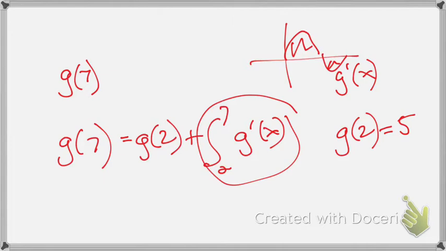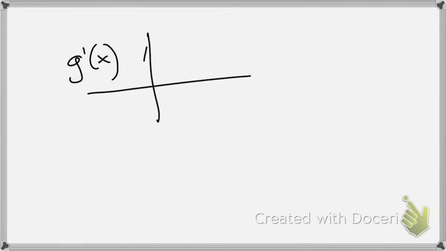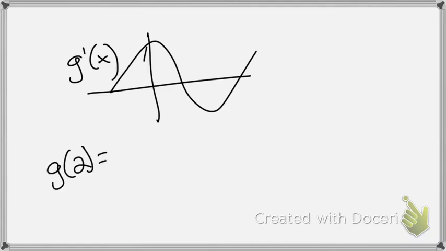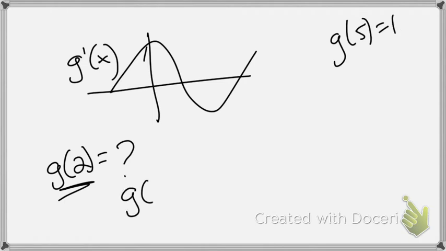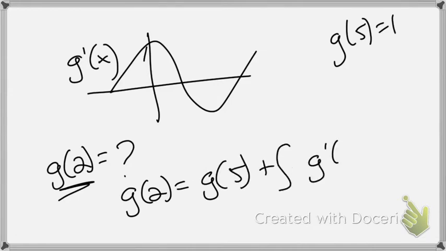Here's another one. If I gave you that the g prime graph is given, and I say, find g of 2, okay? That's the question. As soon as they ask for an antiderivative, I go, oh, I need another one. What other one do they have? Oh, they gave me that g of 5 is 1. Okay. All right, so g of 2 will equal g of 5 plus the net change of the derivative from what I know goes here, what I need goes here, in that order.